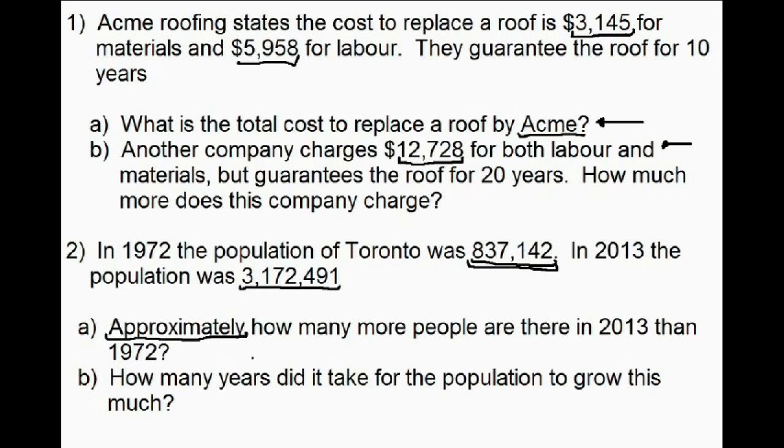So in this case, you only need an estimate for how many more people there are in 2013 compared to 1972. For part B, it's asking for an exact answer. How many years, exactly how many years have gone by for the population to grow this much? So in other words, how many years are there from 1972 to 2013? If you're able to answer those questions, congratulations, you now have a firm understanding of adding and subtracting large numbers.